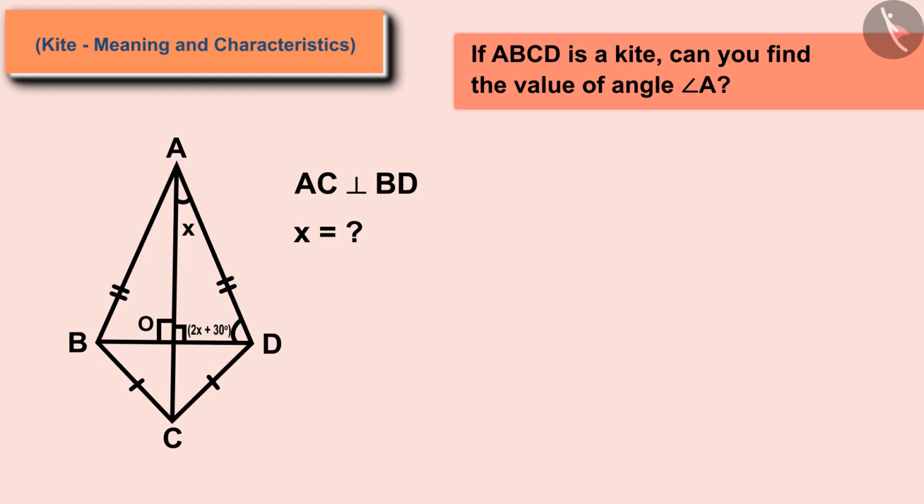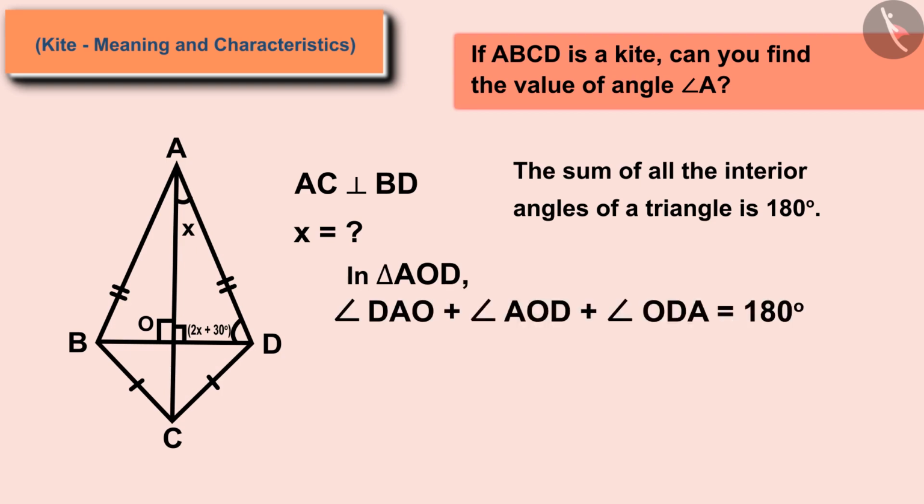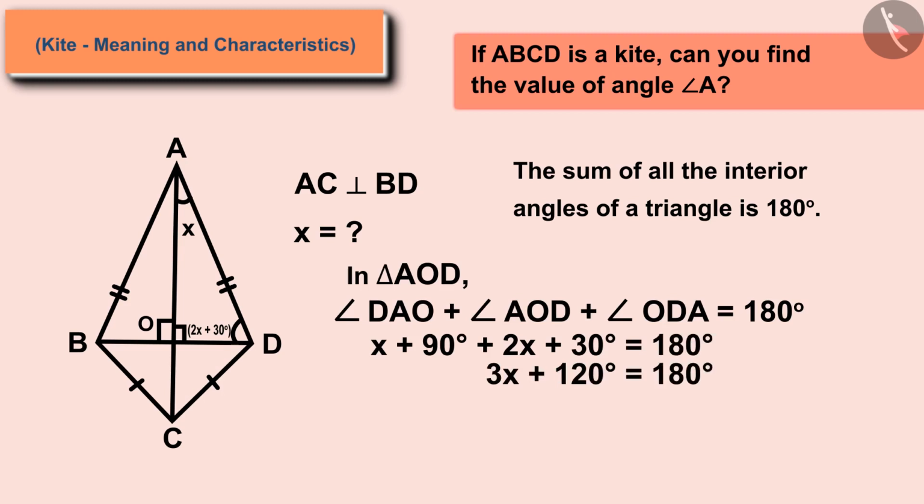Let us discuss this. We know from the triangle's angle sum property that the sum of all the angles of the triangle is 180 degrees. So that we can write this equation for triangle AOD. Substituting all the values into this equation gives us linear equation in a variable. On solving this, we get the value of x as 20 degrees.